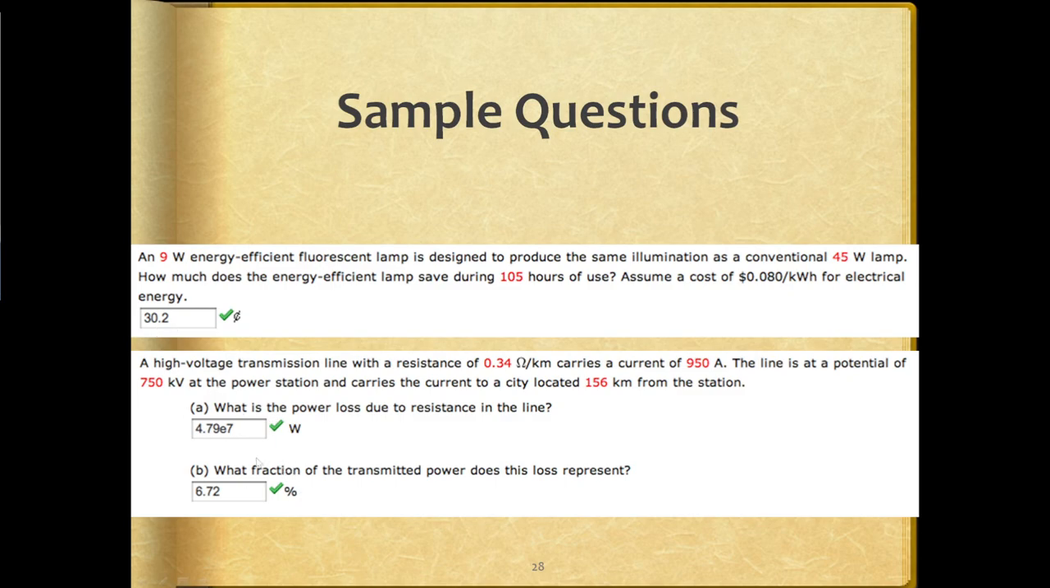Next example from WebAssign to look at: a high voltage transmission line with a resistance of 0.34 ohms per kilometer carries a current of 950 amps. Again, that's a lot. The line is at a potential of 750 kilovolts at the power station and carries the current to a city located X far away from the station. What is the power loss due to resistance in the line? What fraction of the transmitted power does this loss represent? This is kind of more just an example of problems that electrical companies face in real life that can affect end users.